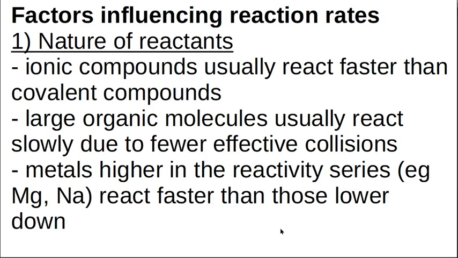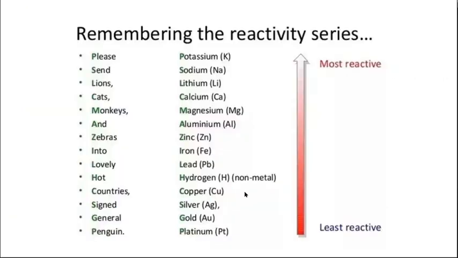But all of the metals in the periodic table have been put in a reactivity series, and there's a way to remember it. Please send lions, cats, monkeys, and zebras into lovely hot countries. Signed, General Penguin. If you have a look on here, potassium's really reactive, platinum is really unreactive. This is why we make jewelry out of gold and platinum, because we can wear it and it stays shiny forever, whereas silver will start going black if you wear it too much. Iron rusts, but we make aluminium airplanes and we don't even have to paint them because they don't rust. So there are things in the reactivity series like this.